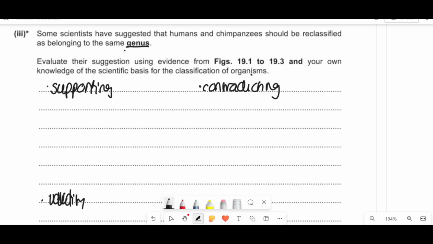So we have a look then, we're looking for same genus, right? So domain, kingdom, and so forth, right? So: Dear King Philip cried out for goodness sake.